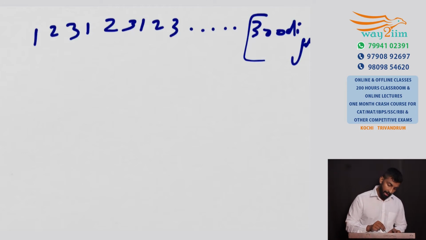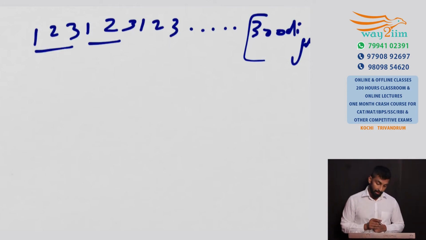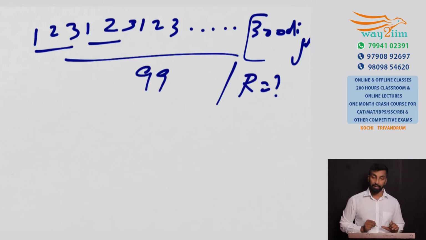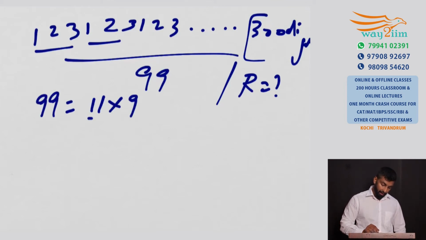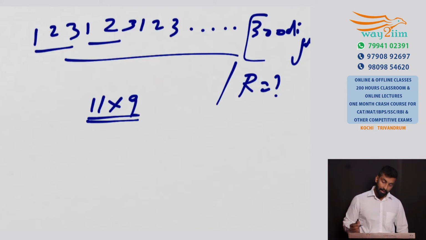300 digits means I'll get a 1 2 3 group 100 times. So 100 such groups are there. Now the question is, divide by 99, what is the remainder? So here you can write this 99 as 11 into 9, right? So basically you can factorize the denominator as 11 into 9.